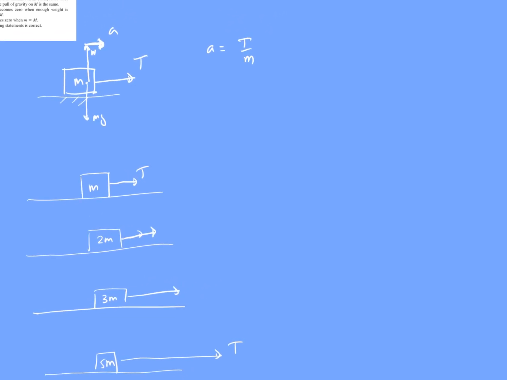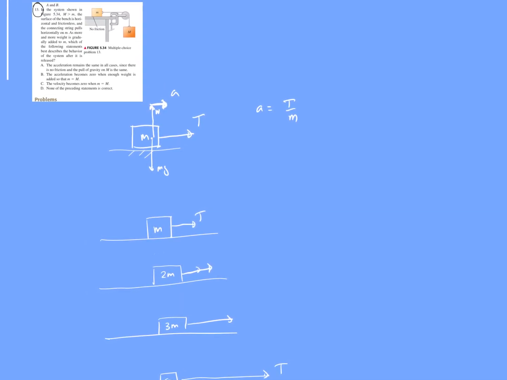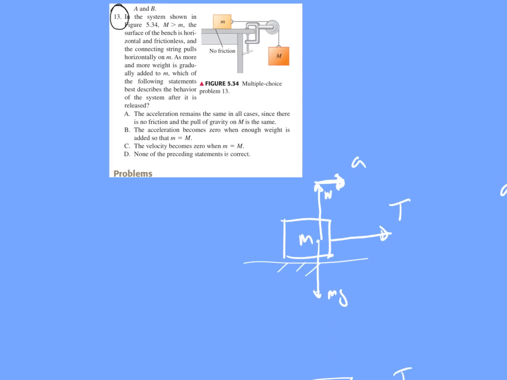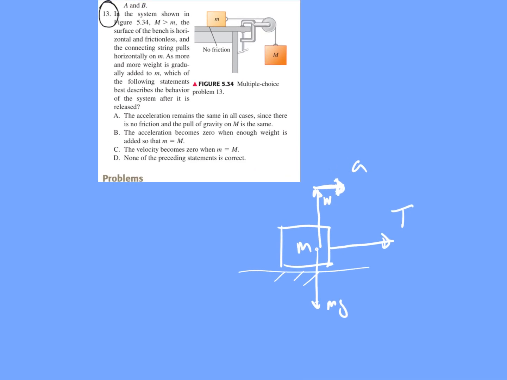So let me solve the problem. Okay, let me read what it says. It says, the acceleration remains the same in all cases, since there is no friction and the pull of gravity of M is the same. Well, the acceleration doesn't remain the same because the tension T acting on little m is changing.